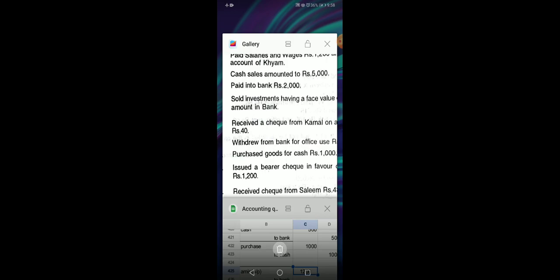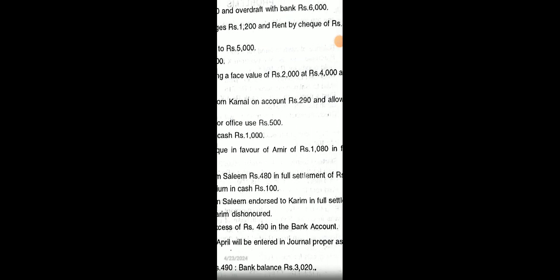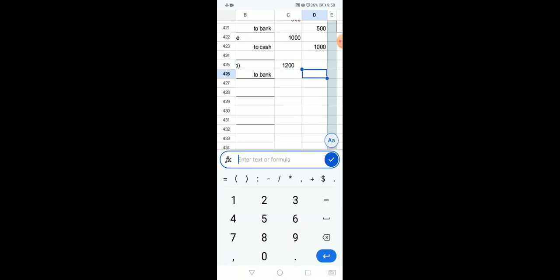Okay. But the amount of the check issued, this is our entry. What is the amount of the check? 1080. So you will write the amount in front of bank. Why? The amount of the check is 1080. It means the amount drawn from the bank would be 1080.